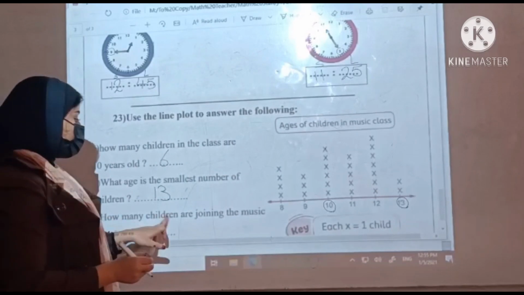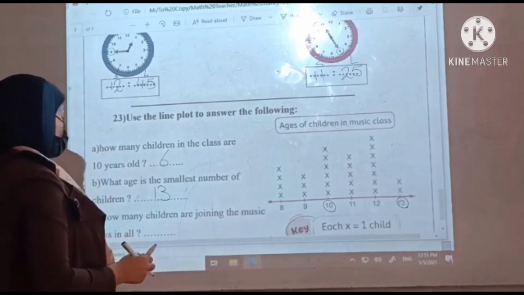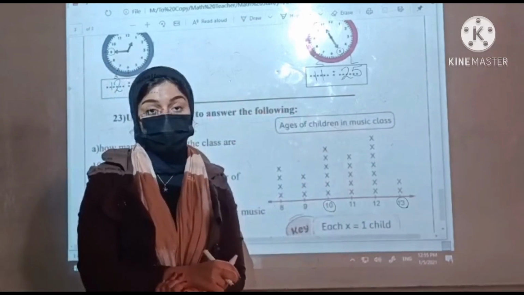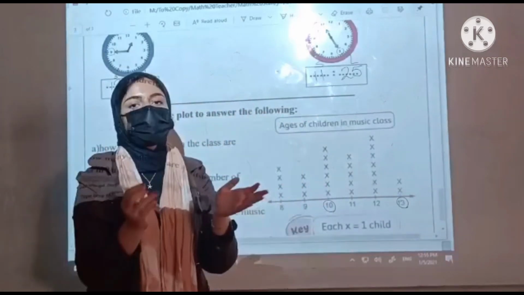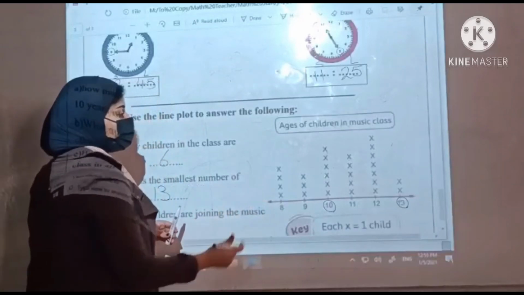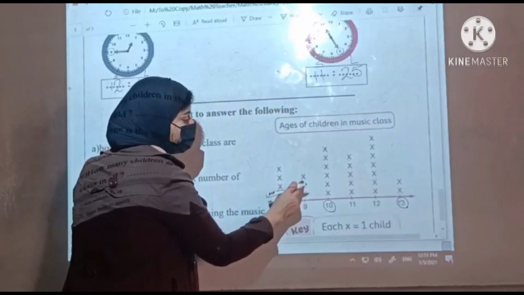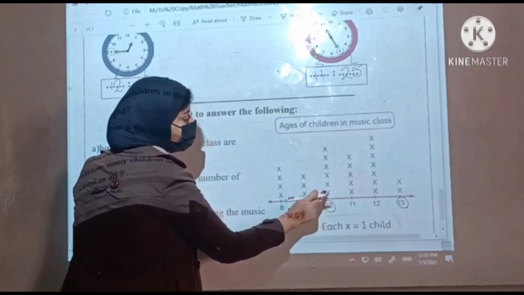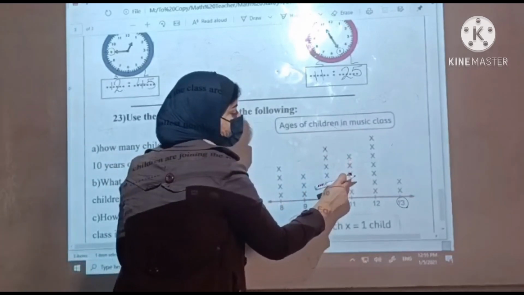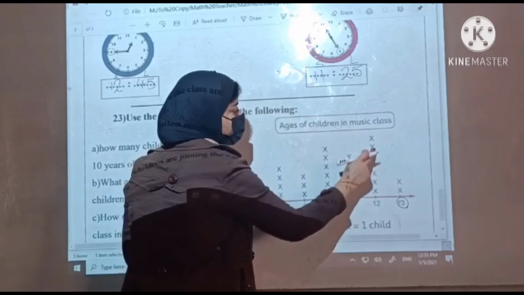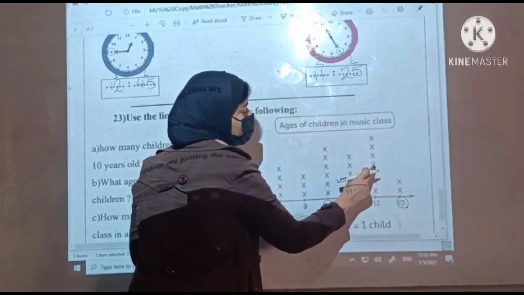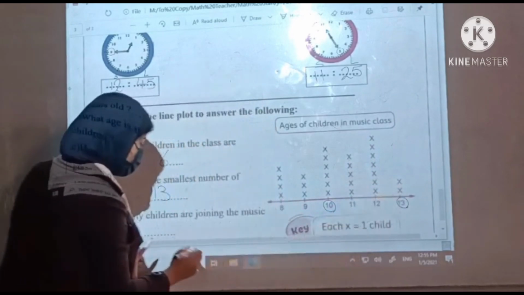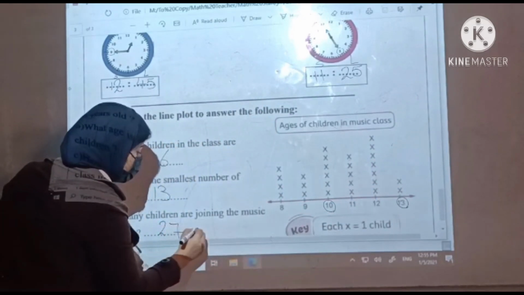Here, how many children are joining the music class in all? All. He wants all the students. So I'm gonna count all the X's. So 1, 2, 3, 4, 5, 6, 7, 8, 9, 10, 11, 12, 13, 14, 15, 16, 17, 18, 19, 20, 21, 22, 23, 24, 25, 26, 27. So it will be 27.